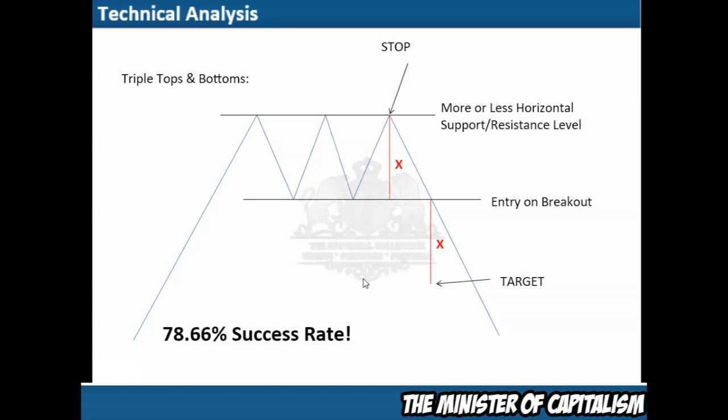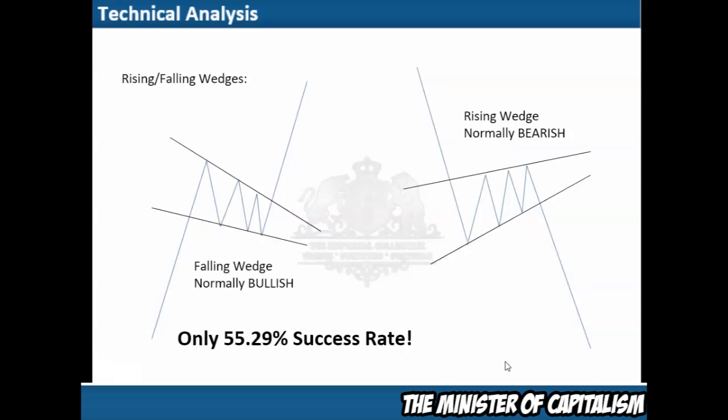Triple tops and bottoms. Triple tops and bottoms are a continuation of the double top and bottom pattern. In this case, a triple top is formed by 3 peaks moving into the same area with pullbacks in between, while a triple bottom consists of 3 troughs with rallies in the middle. So here you can see that it comes up 1, 2, 3, and then comes back down to reverse the trend. And for triple tops and bottoms, we found out that for us, they've worked out about 78.66% of the time.